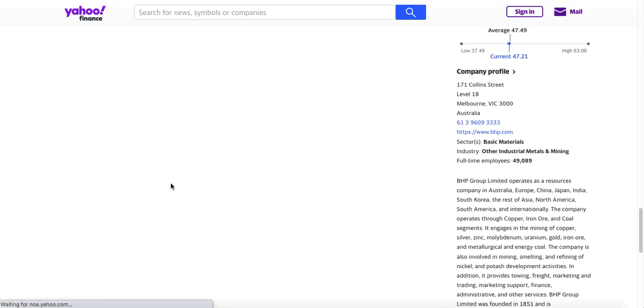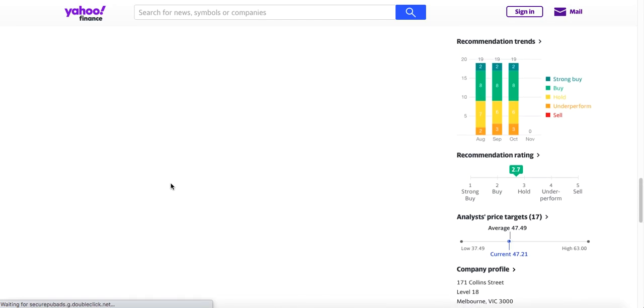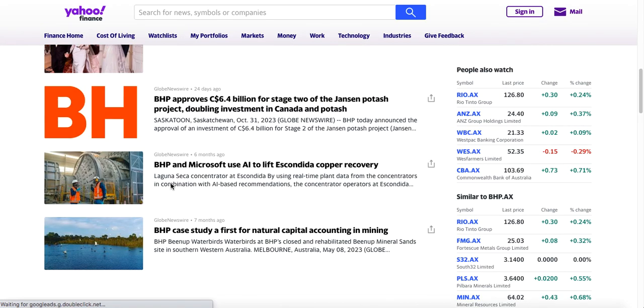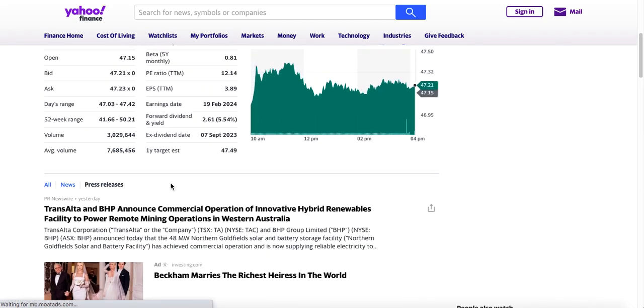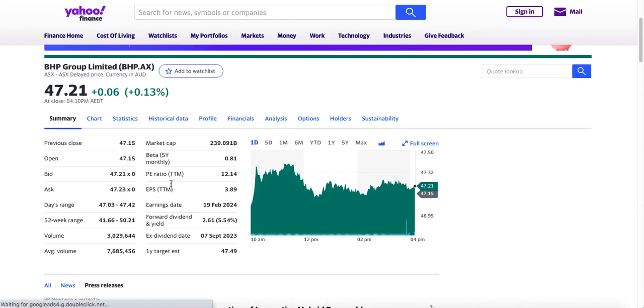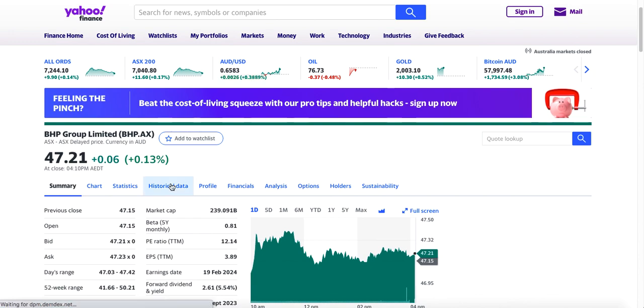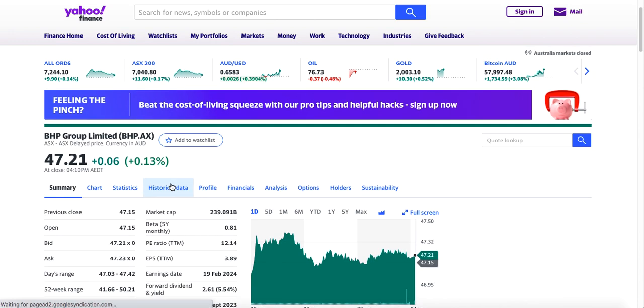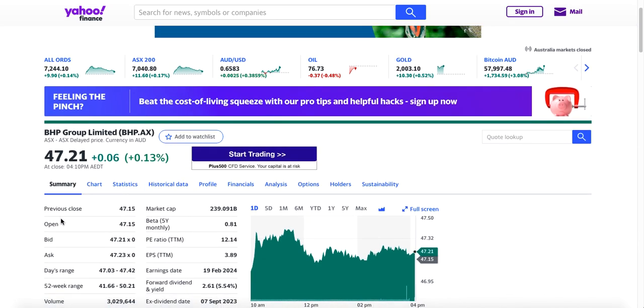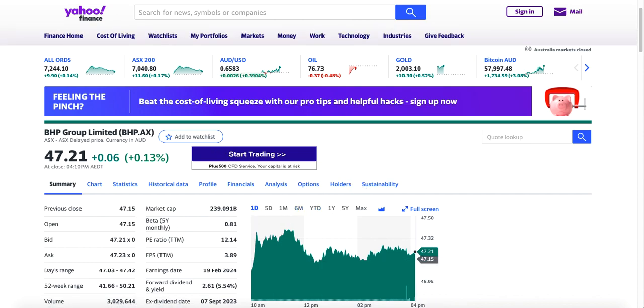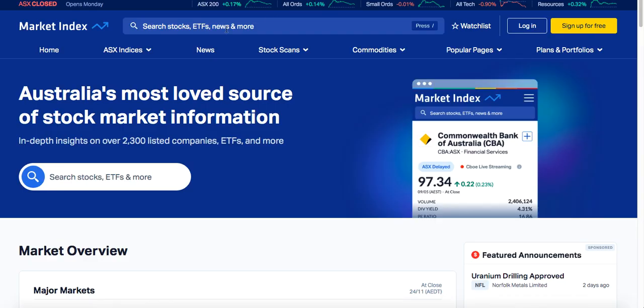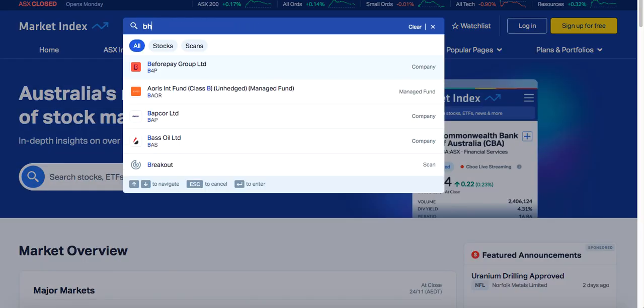Right. So it might actually not show the announcements directly on the main page. If that is the case, which it appears it actually is, the best place to find the announcements, well, again, we'd actually have to go back to the ASX website to find those sort of announcements. And finally, we're going to use Market Index and do the exact same thing all over again.